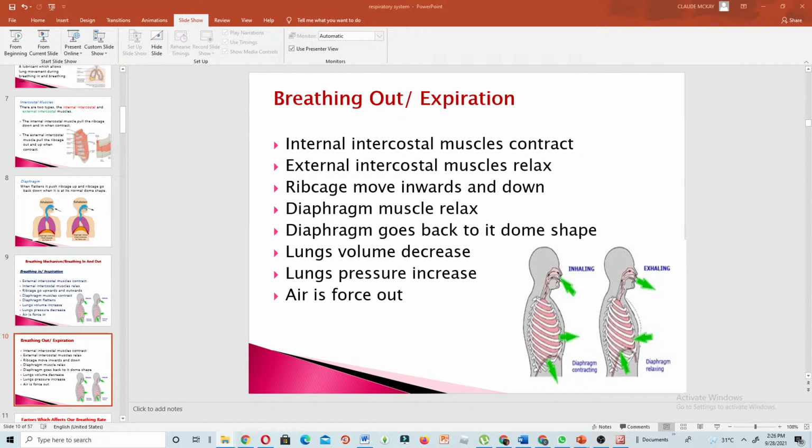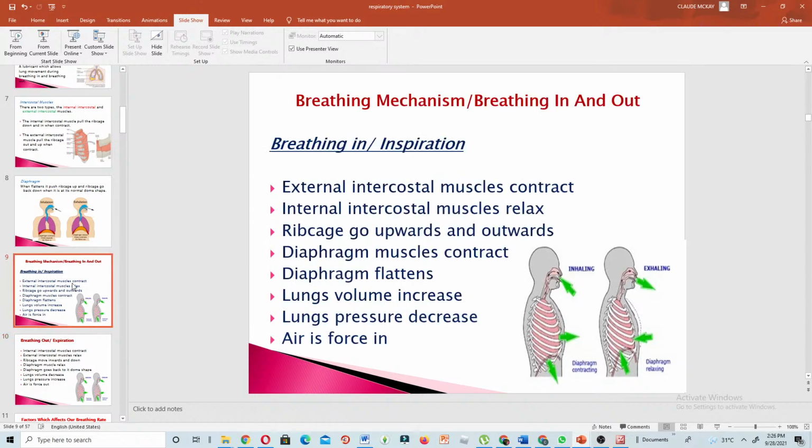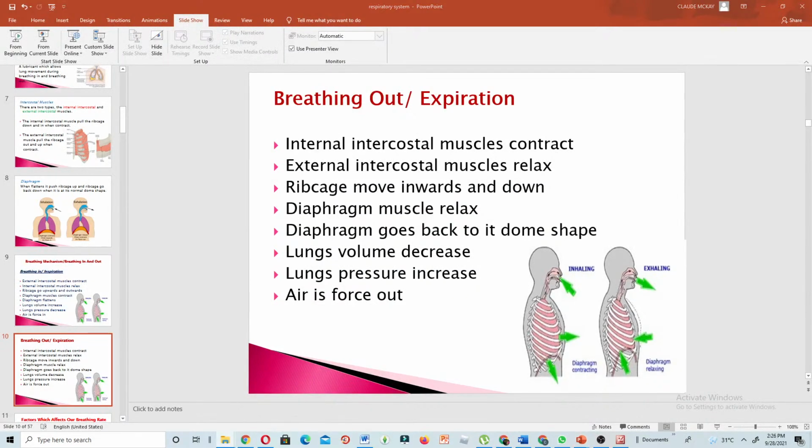So in terms of differences, persons should know what takes place when you're breathing in versus what takes place when you're breathing out. That is known as the mechanism of breathing. The breathing mechanism is basically what takes place whenever you're breathing in and whenever you're breathing out.